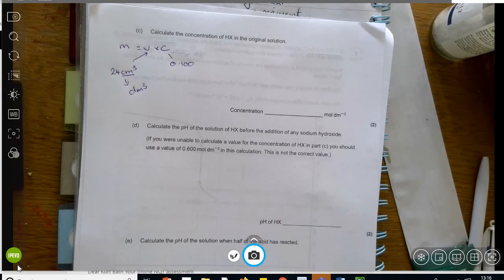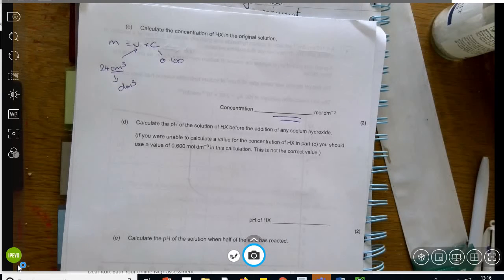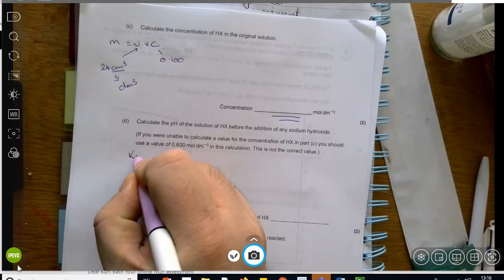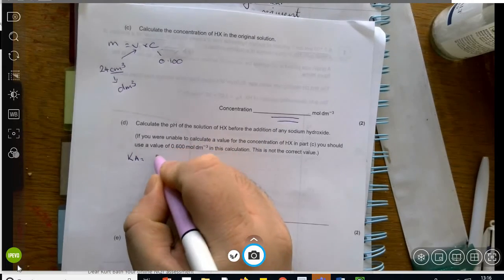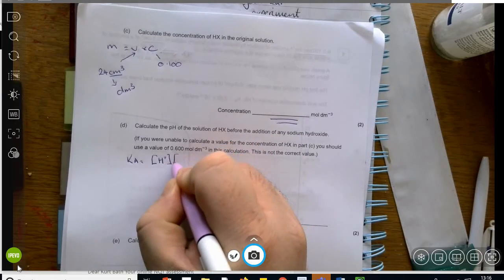Okay, part D says calculate the pH of the solution of HX before the addition of sodium hydroxide. Now, what you get from this is the answer, which is the number of moles per decimeter cubed of HX. You work from the equation that Ka is equal to, and I know there is an assumption that we're going to have to make to work this out.